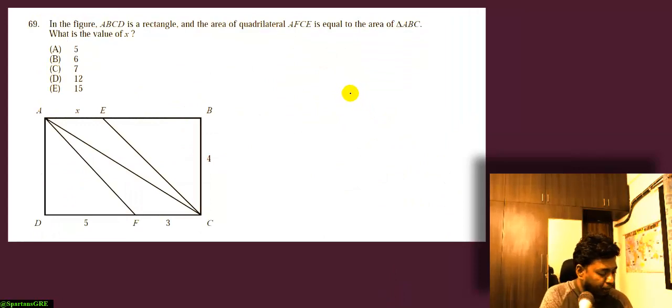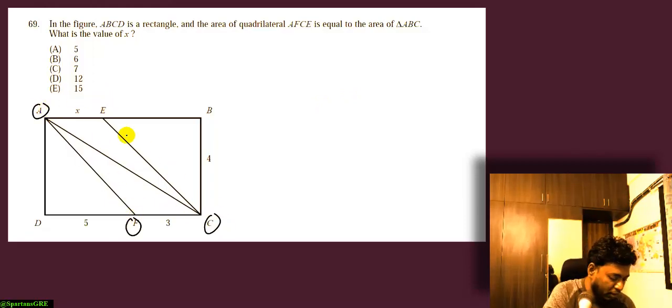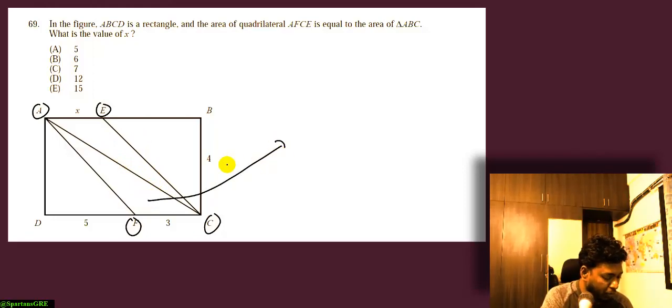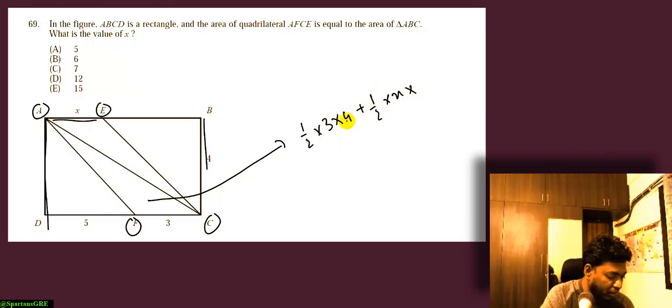Now in the figure ABCD is a rectangle and the area of the quadrilateral AFCE is equal to the area of triangle ABC. Fine. So what is the area of this quadrilateral? So this area will be equal to half base into your height is this one, 4, plus half base into now height will be AD. This is a rectangle. So AD is equal to BC.